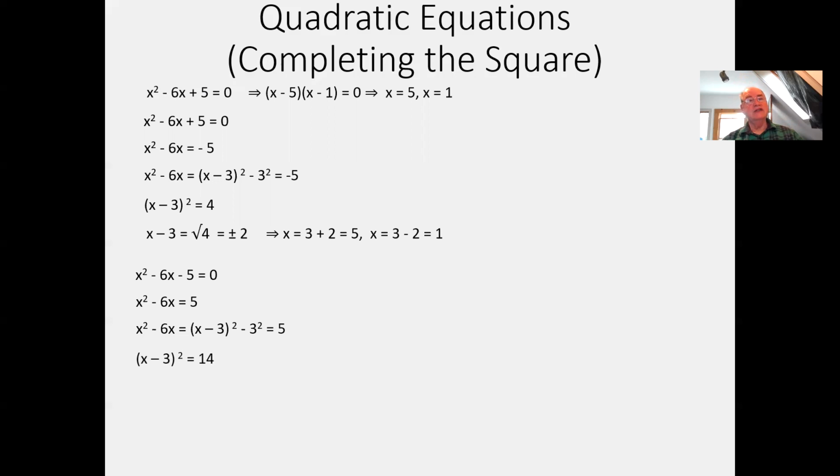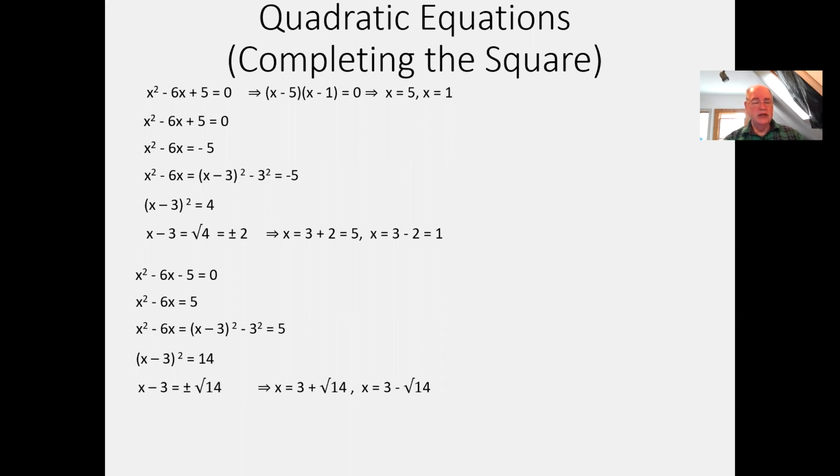Well, now when I bring the minus 9 over as a plus 9, I've got 14. That's not a perfect square. So when I take the square root of both sides, I'll get plus or minus the square root of 14, but I'll finish off the same way. I'll bring the minus 3 over, and I will have 2 solutions. I will have x is equal to 3 plus radical 14, and 3 minus radical 14. And they are the solutions to that equation.